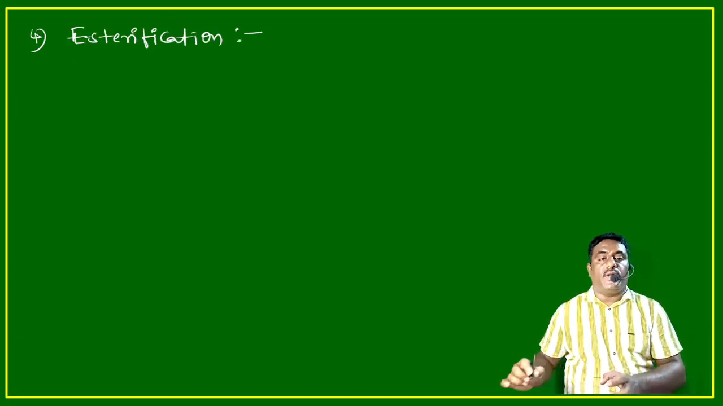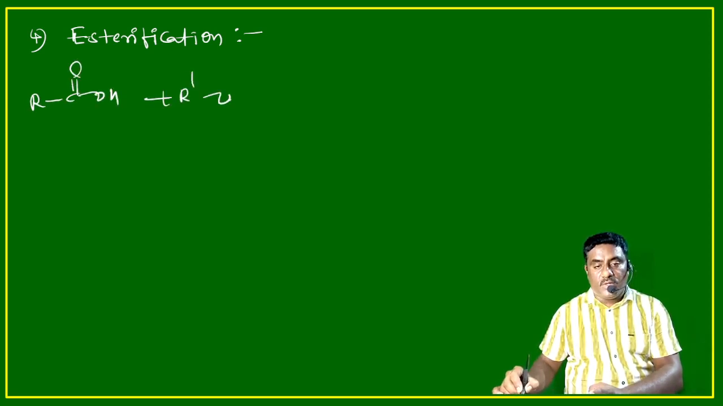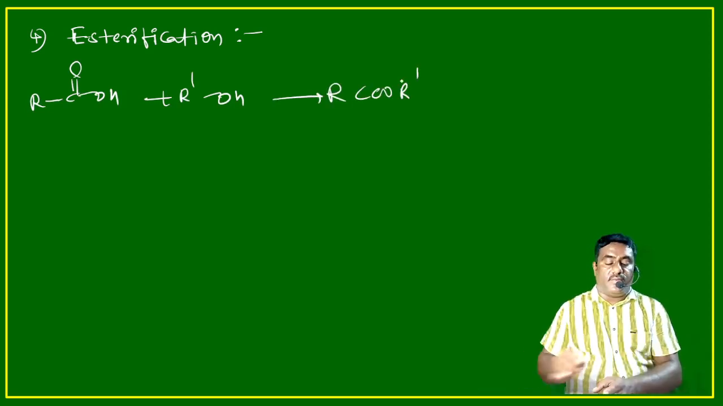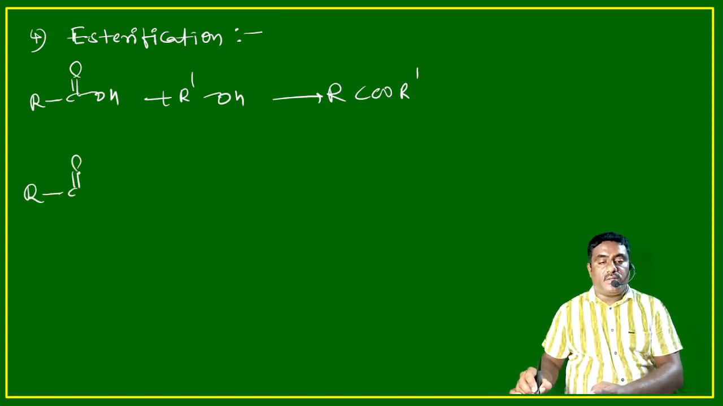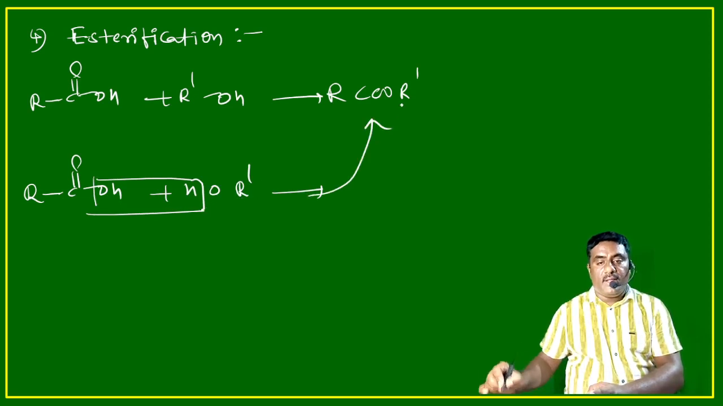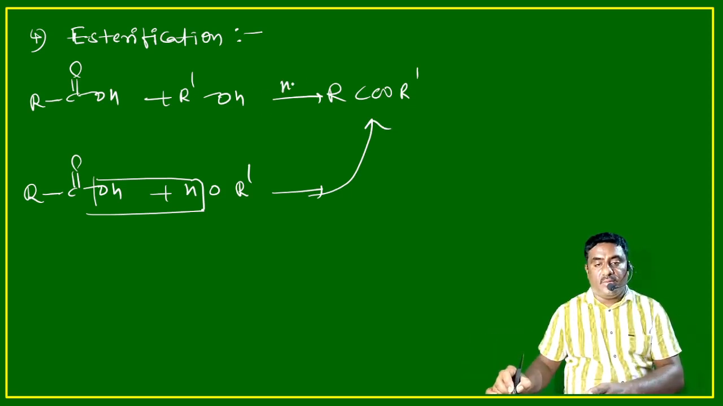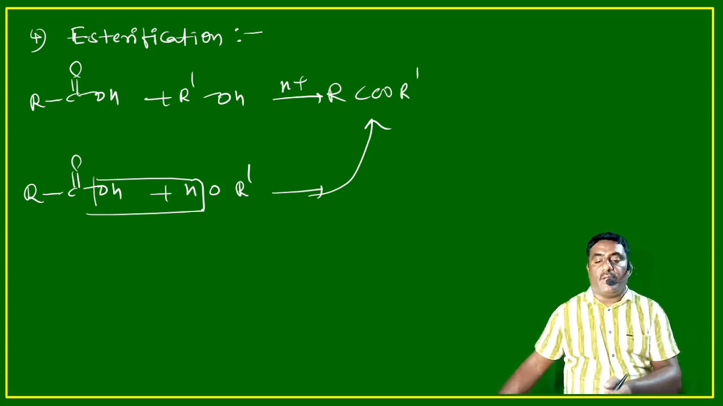Have a look at ester formation. Ester formation: RCOOH plus ROH, carboxylic acid forms RCOOR, ester. An easy way to write it: RCOOH and HOR. What happened? H2O is removed to form an ester. This is esterification, in presence of acid medium.